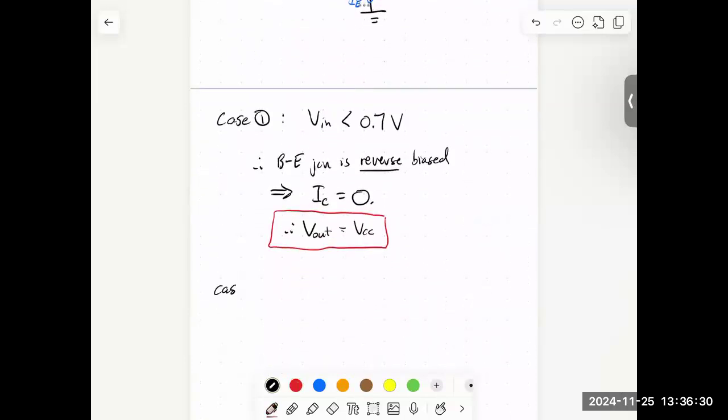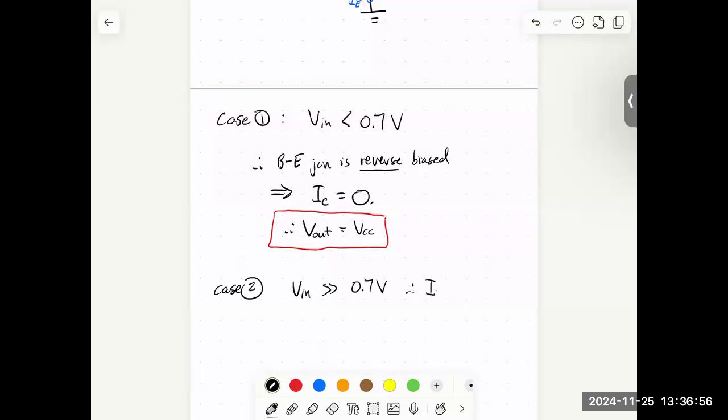So let's do the opposite case, case 2. Let me emphasize something here. What we have is a small input, and now we're getting a large output. Okay, so that's one thing to keep in mind. So case 2. Let's say V in is much bigger than 0.7 volts.